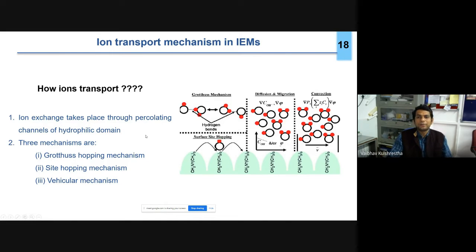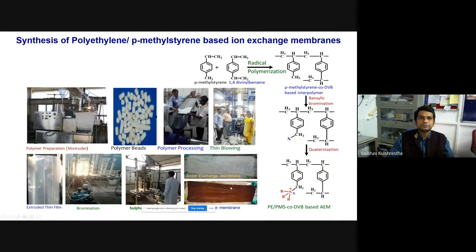Grotthuss means a hopping type of mechanism where an ion passes through the functional groups from one to another, and another is the side hopping mechanism, and the final one is the vehicular type mechanism. So it's just a little bit of research work I'm showing here.